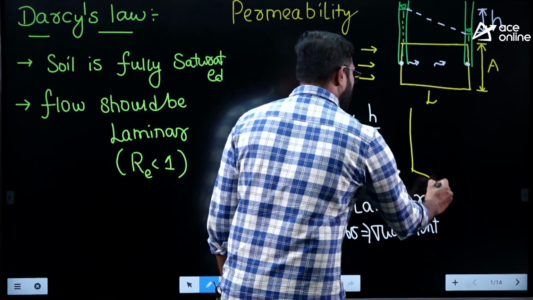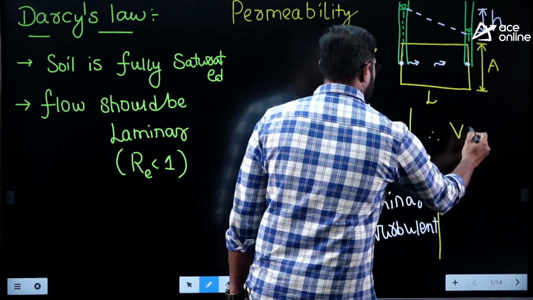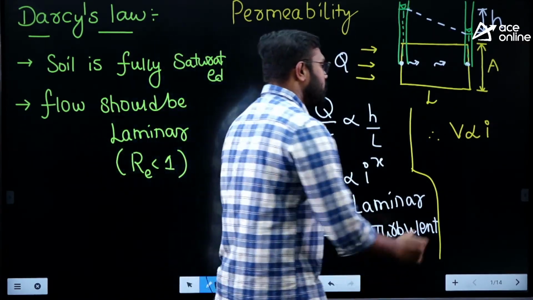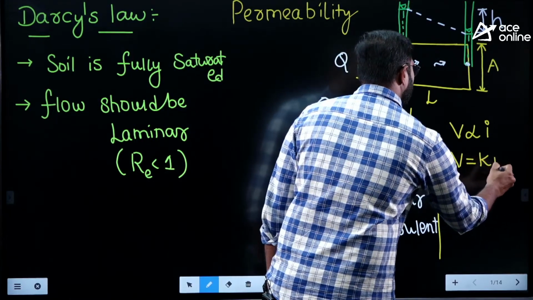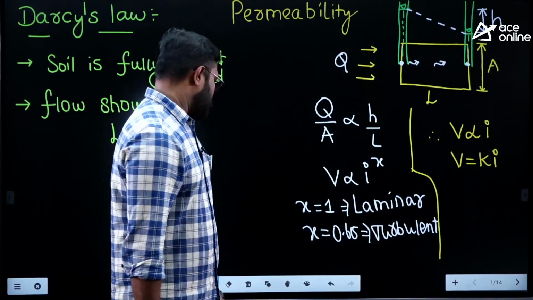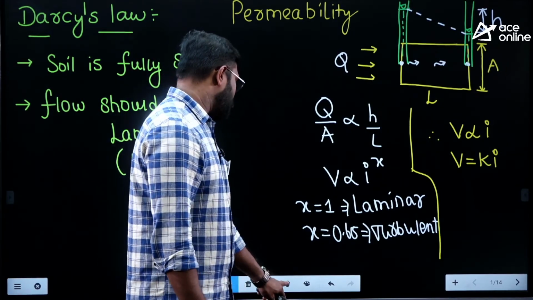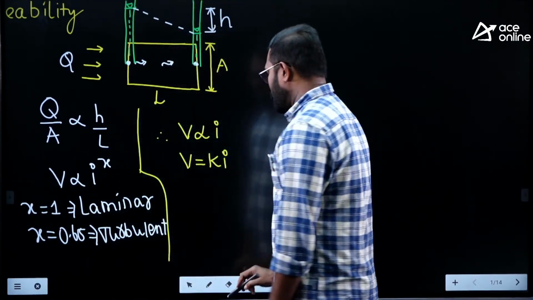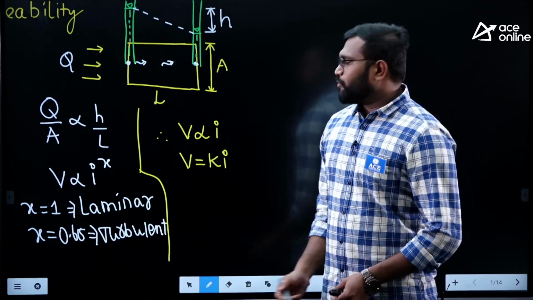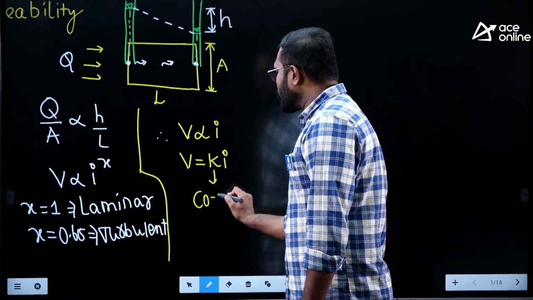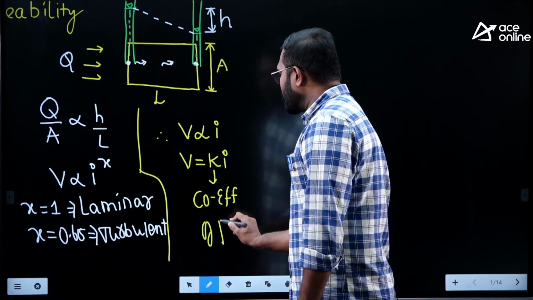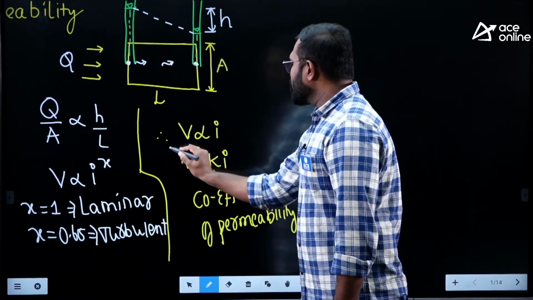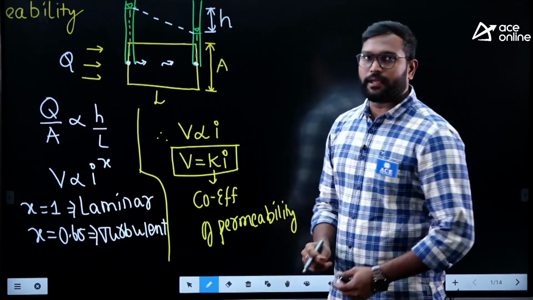Now if you observe here, V is directly proportional to i. Then if you remove the proportionality, V equals K i. What is this K, sir? This K is known as the coefficient of permeability. So V equals K into i.